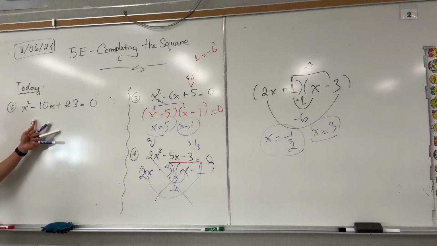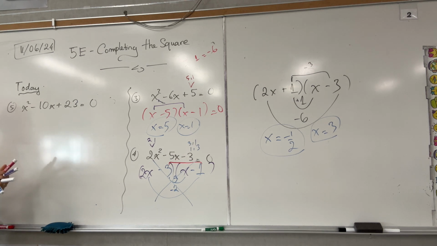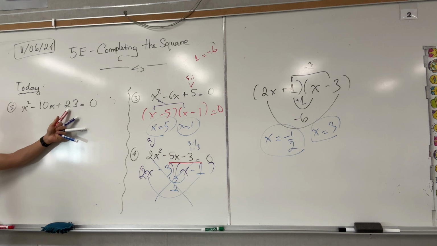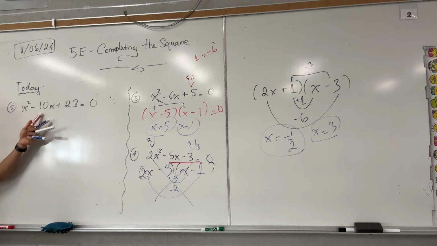Okay. Why is this new? Why can't we handle this yet? Because you can't factor it. What are two numbers multiplied to 23? 1 and 23. You think 1 and 23 can give you 10? Uh-oh. So this is not the one that we have been learning.